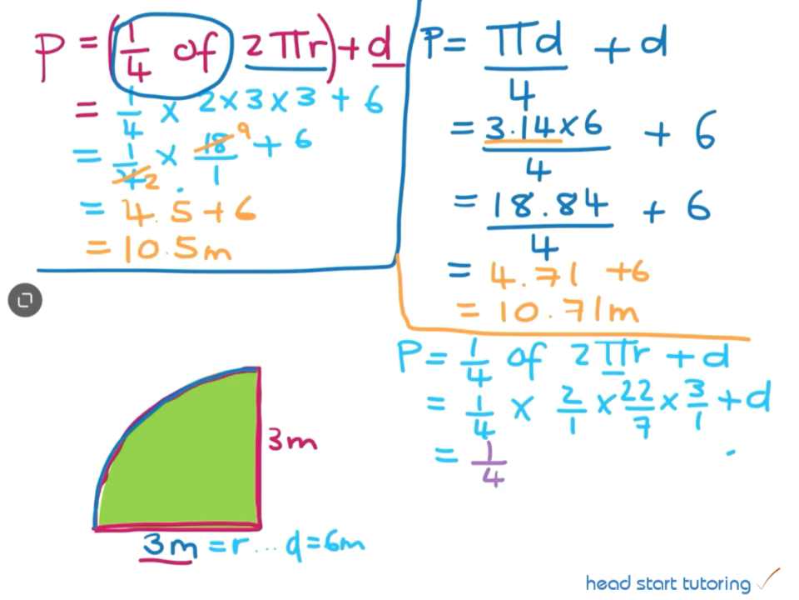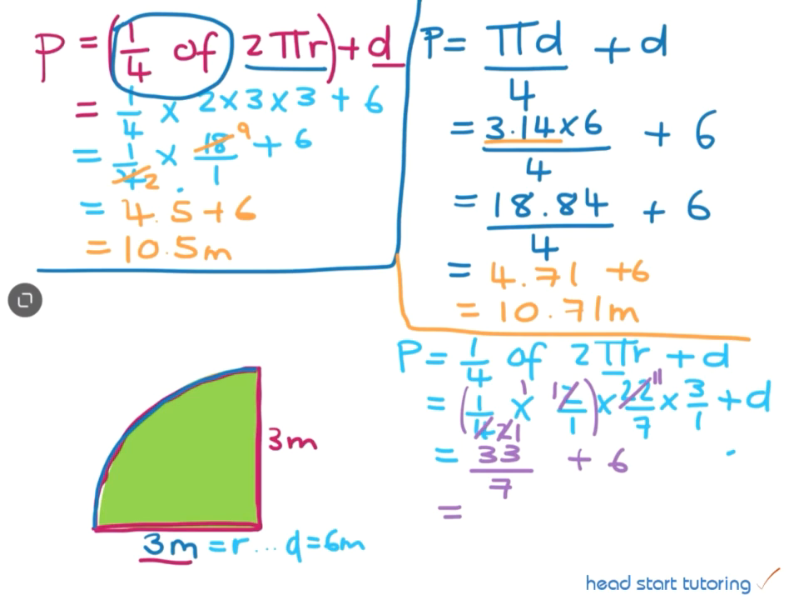Right, what we can actually do here is first cross cancel. So 1 over 4 multiplied by 2 over 1: 2 fits into 4 twice, 2 fits into itself once, and we can then cross cancel again. 2 fits into itself once, and 2 fits into 22 11 times. So what we end up with is 11. So these are all ones, so that will just all cancel out to become 1. And then we end up with 11 multiplied by 3, which is equal to 33, and 7 by 1 is 7, and we plus our diameter, which is equal to 6.